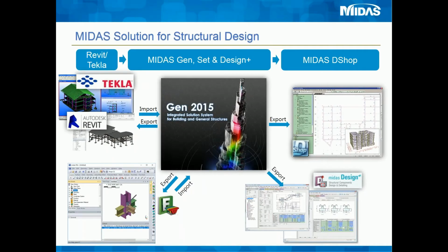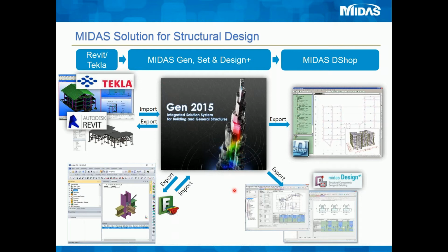MIDAS Gen has the capability to import and export BIM tools like Tekla and Revit. After analysis and design in MIDAS Gen, the model can be taken further to MIDAS D-Shop for rebar detailing and bill of materials. The forces from the analyzed model in MIDAS Gen can be imported easily by MIDAS Design Plus for bolt connections, base plate design, staircases, and so on. Further, using MIDAS FEA, we can convert our line elements to solid, mesh it, and take it back to MIDAS Gen for solid stress analysis.